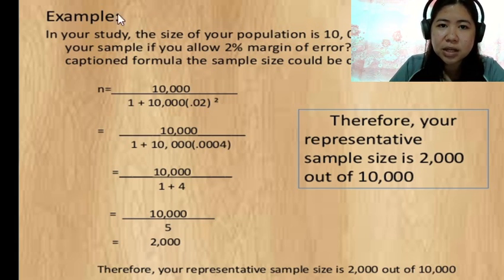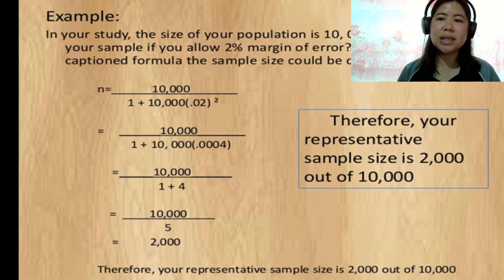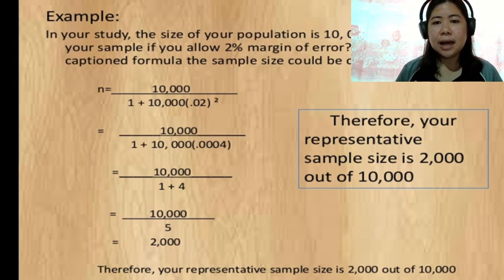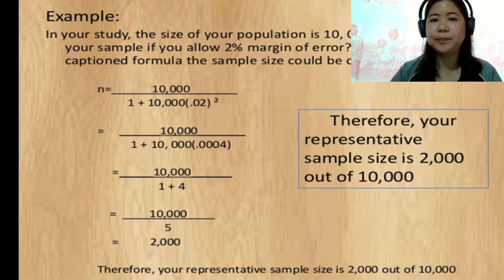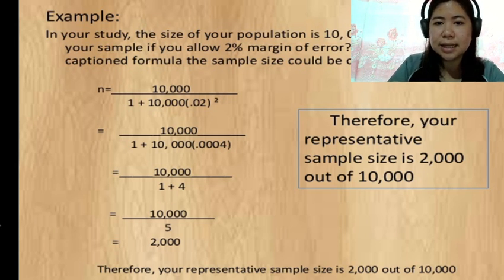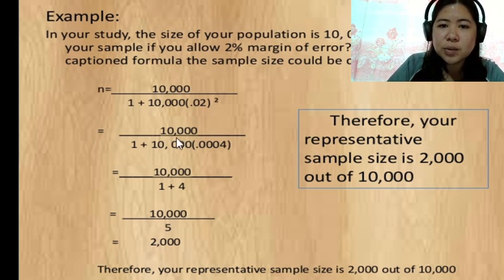Supposing in your study, the size of your population is 10,000. What is the size of your sample if you allow a 2% margin of error? Using the formula above, the sample size can be computed as follows. n equals 10,000 divided by 1 as a constant value plus 10,000, the total population size, times the margin of error at 2%, 0.02, squared. The squared is also a constant part of the formula.